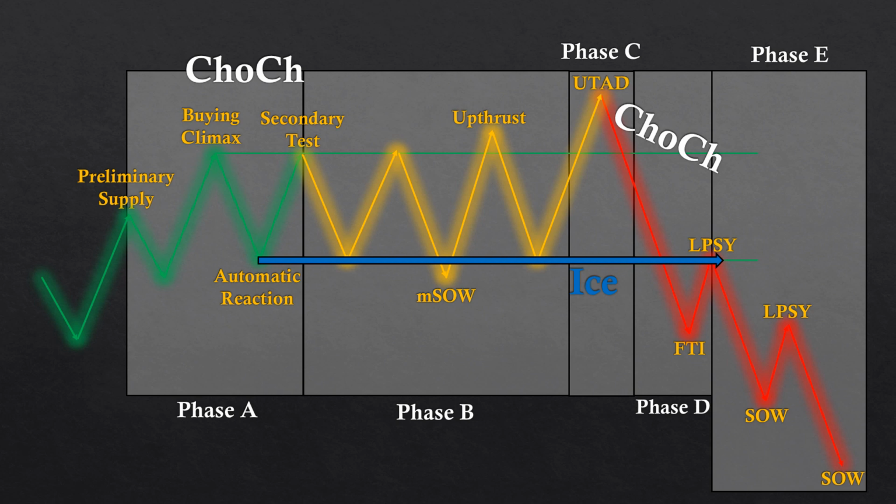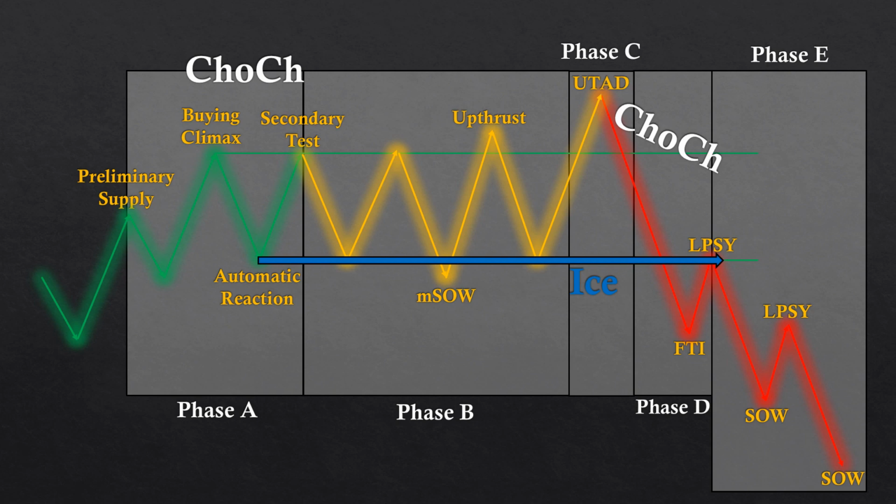Recall that phase A establishes the first change of character. Phase B is the construction of the cause, the sideways movement that precedes the new trend or the effect, as the Wyckoff method determines. In the case of a distribution, we have the upthrust, which is the test of the upper limit of the range established by the peak of the buying climax, and the minor sign of weakness, which is the test of the lower limit of the range established by the trough of the automatic reaction.